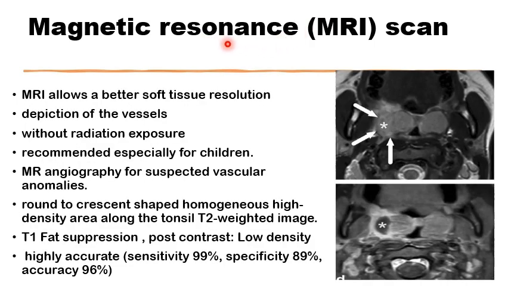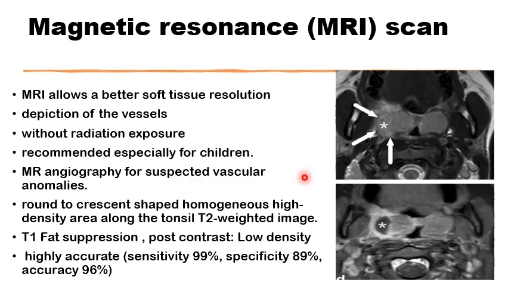MRI scans are less often used because they are more expensive and less available, and also more time consuming, but they allow a better soft tissue resolution. You could see clearly the tonsils and the peritonsillar space suppuration around it, and there is no radiation exposure, and this is therefore the imaging modality of choice in children. And if MR angiography is used, it can rule out or in suspected vascular anomalies.